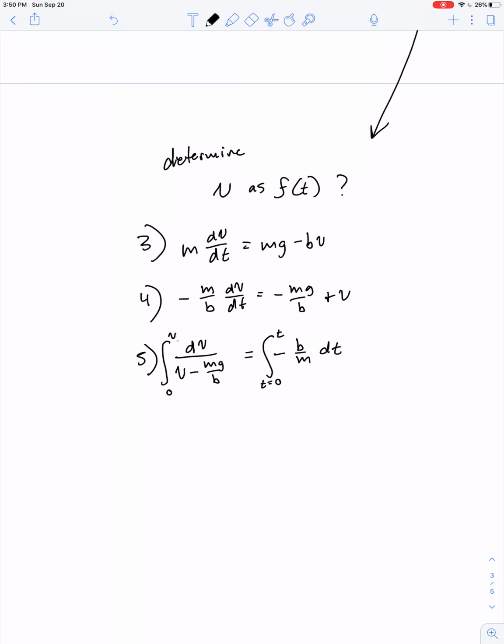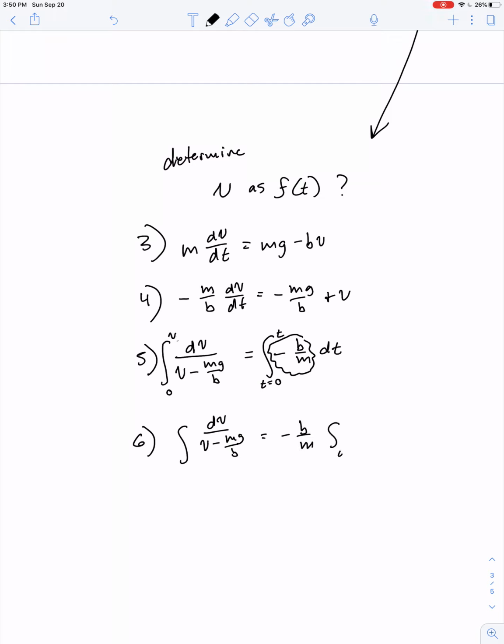So let's see, probably the right side of this integral is easier to solve. So we'll leave the left side alone. The integral of dv over v minus mg over b is equal to, we can take the negative b over m out of the integral.